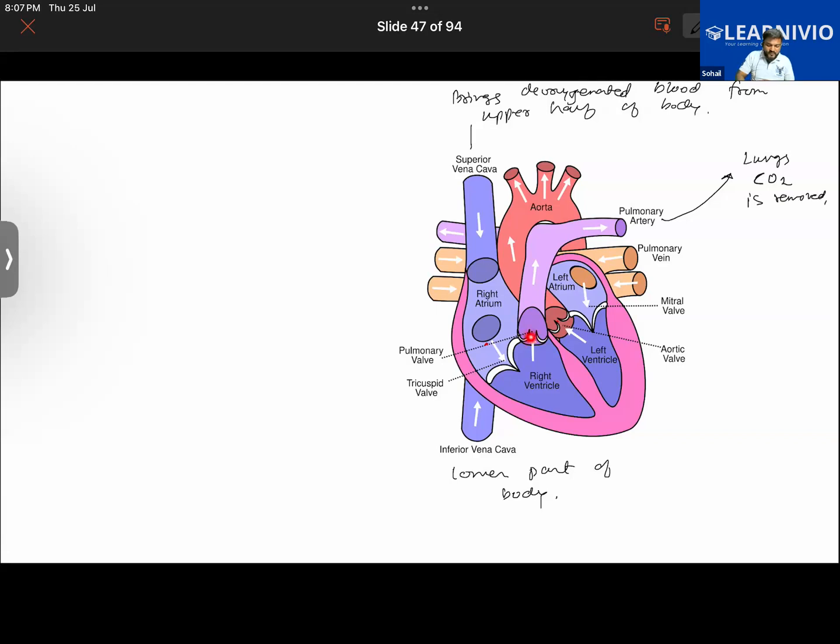Notice here, there's again one more valve here. That is the pulmonary valve, I mean to say. You can think of why there is another valve present between the right ventricle and the pulmonary artery. So that once the blood goes from here into this pulmonary artery, it does not flow in the backward direction, to prevent its backward flow.